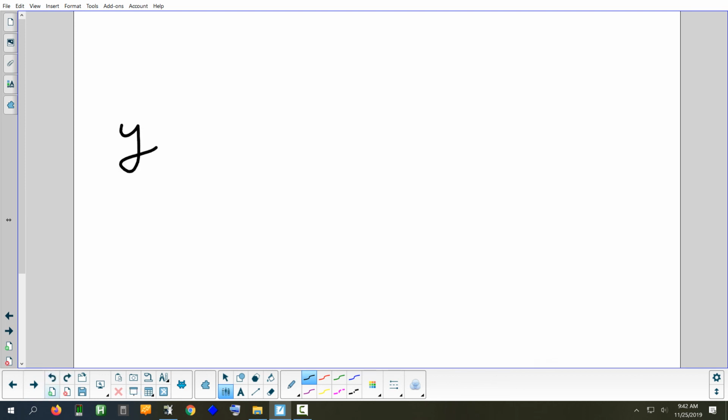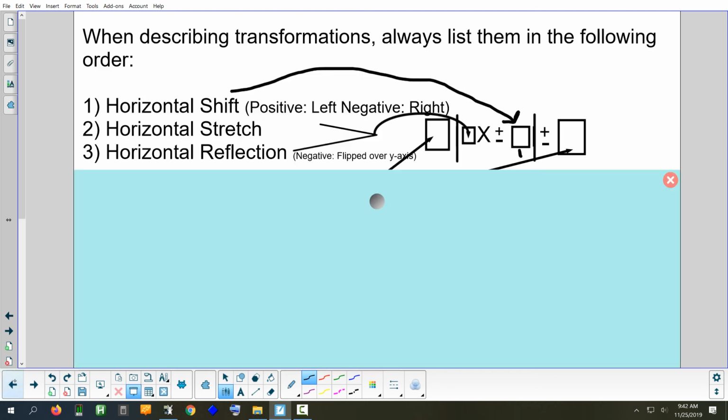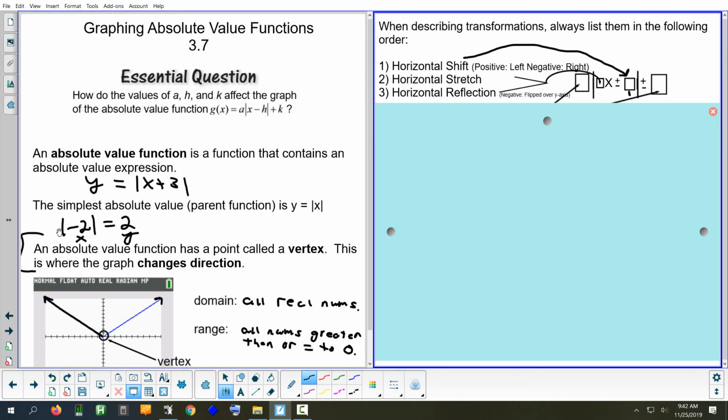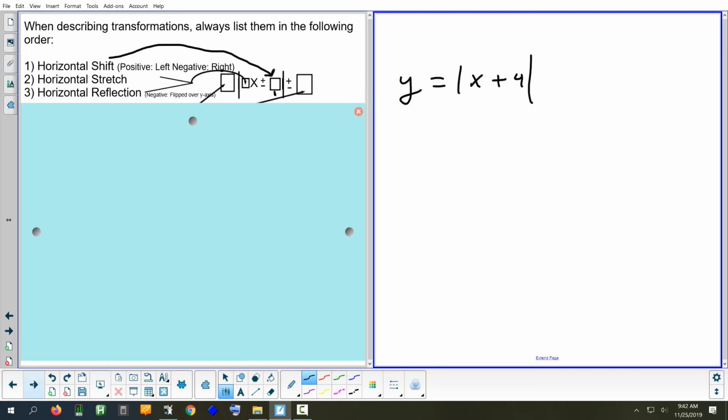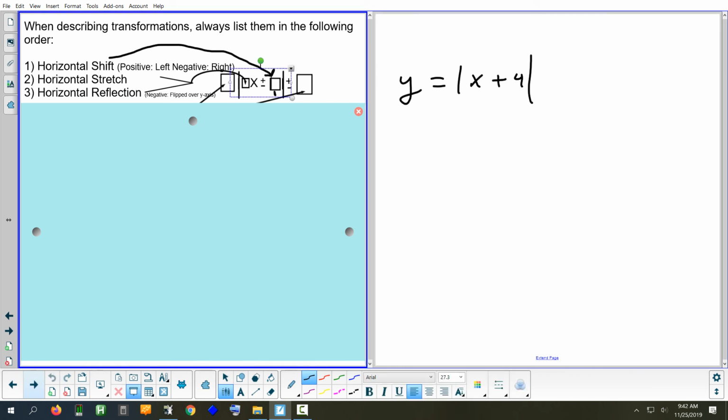Here's an example. Y equals absolute value of x plus 4. I put a number inside the absolute value, in box number 1. I put a +4. So that graph would move 4 units. Because it's a positive number, can anybody tell me which way the graph would move? Left. Positive is going to move left. Let me show you guys.